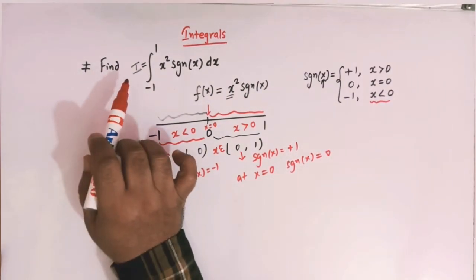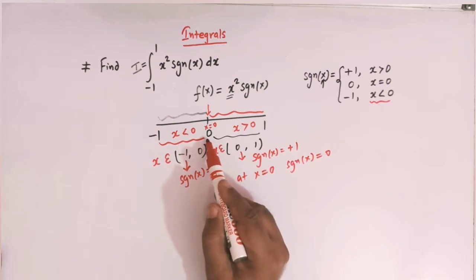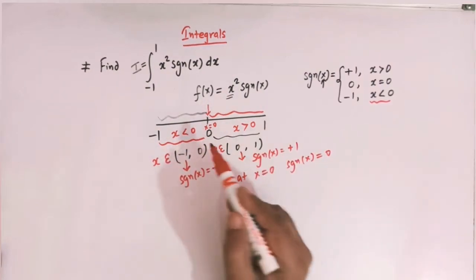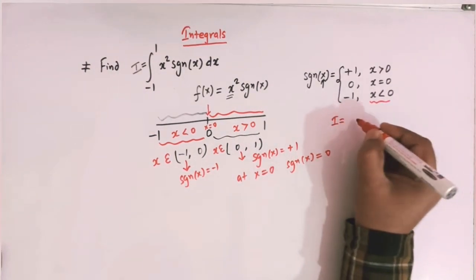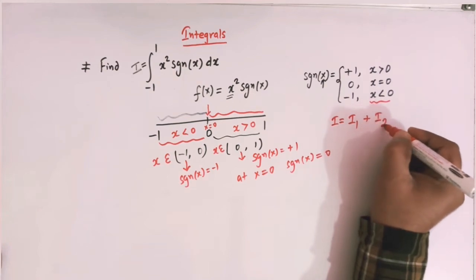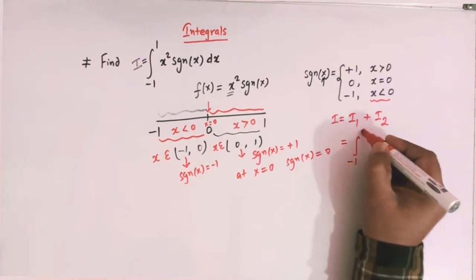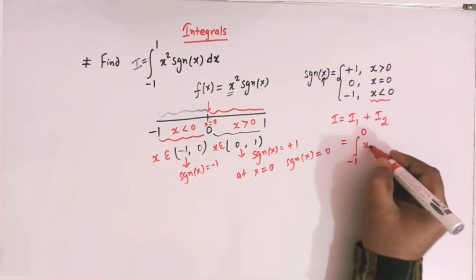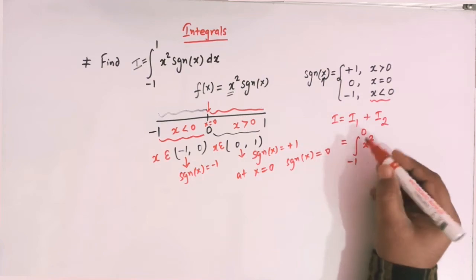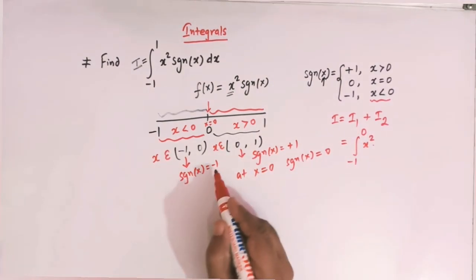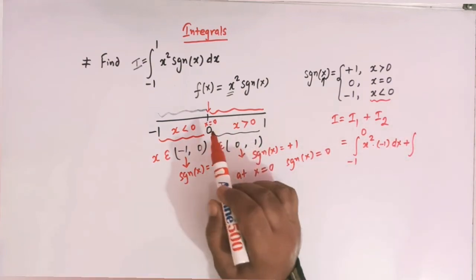So now we'll break this integral as a sum of two integrals. The first one is from -1 to 0, in which all the values of x are less than 0, and the second one is from 0 to 1, in which all the values of x are greater than 0. So now we can write our integral I as I1 plus I2. Now I1 can be written as the integral from -1 to 0 of x square times signum of x. When x goes from -1 to 0, signum of x takes the value -1. So here we have -1, and dx.